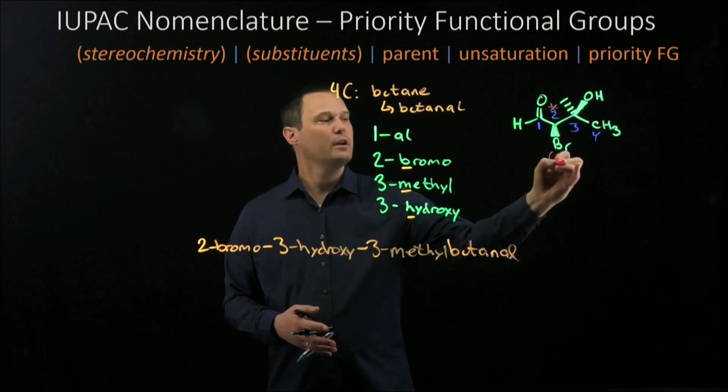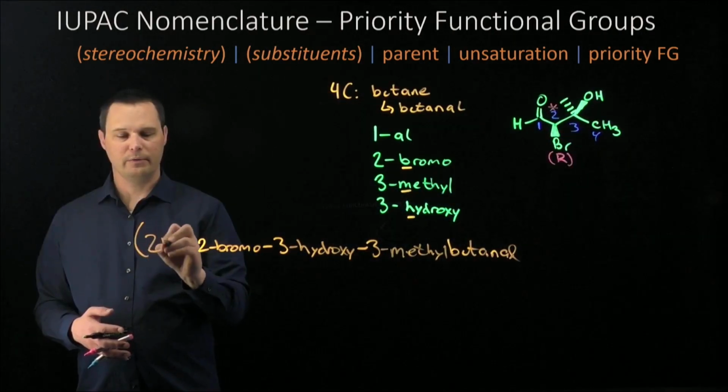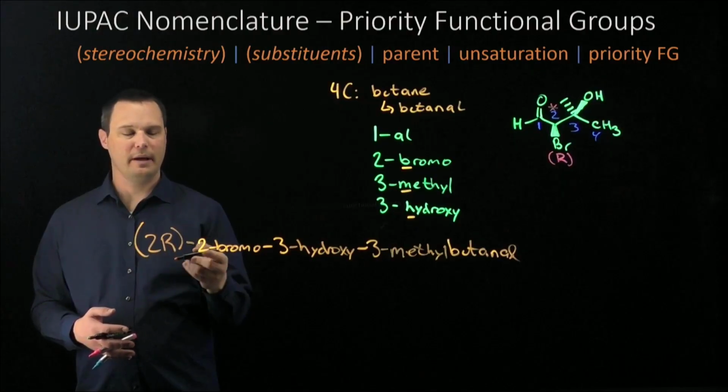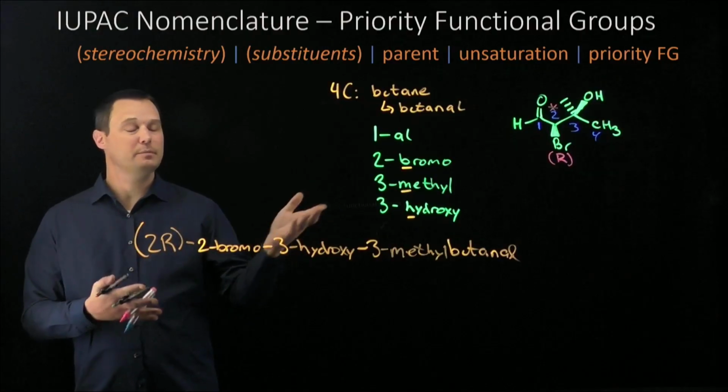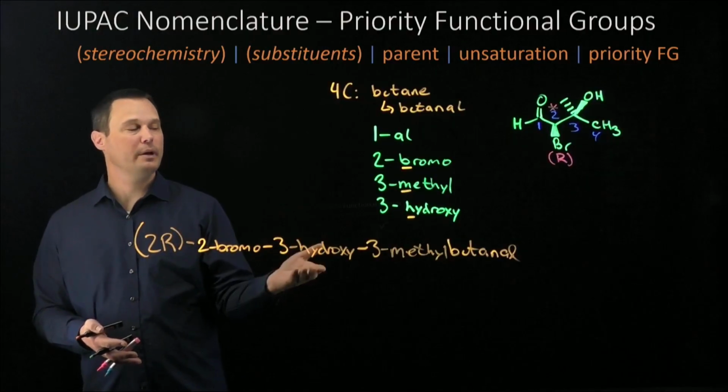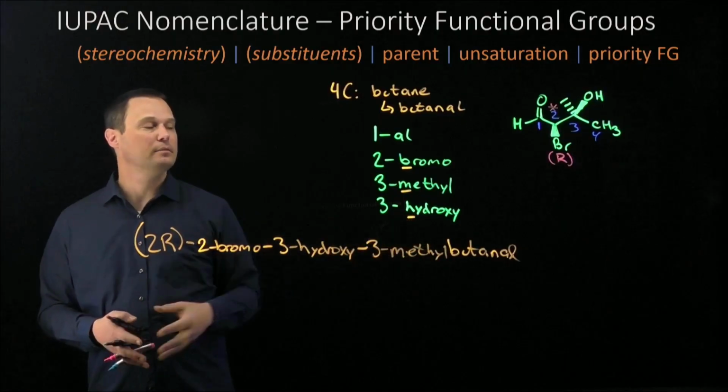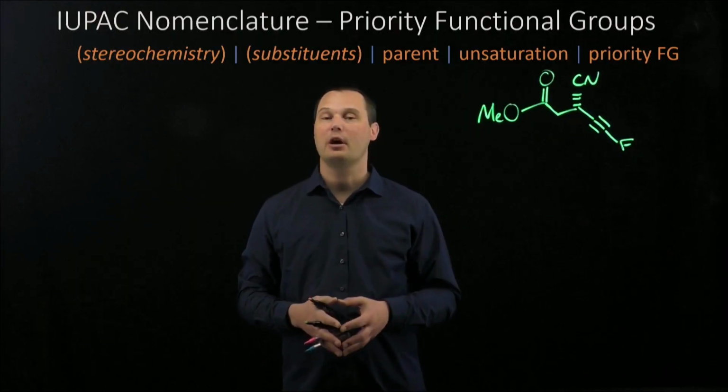Carbon number 2 is an R stereocenter. We put that out in front in a pair of parentheses separated by a hyphen. The official IUPAC name for this molecule is 2R-2-bromo-3-hydroxy-3-methylbutanal. Pause the video, see if you can find the parent hydrocarbon for this molecule.